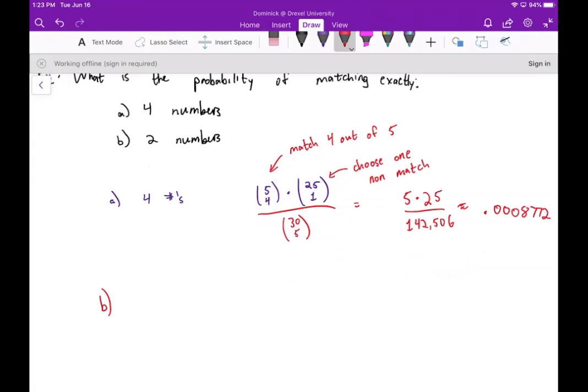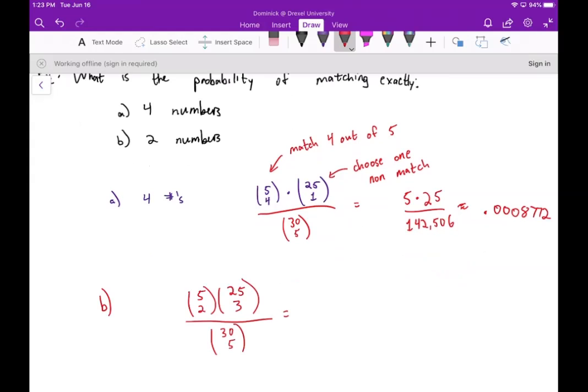Now, of course, part B is similar. We want to match 2 numbers this time. So this is 5 choose 2, and then, of course, from the remaining 25, I would need to choose 3. And then the idea is over 30 choose 5.